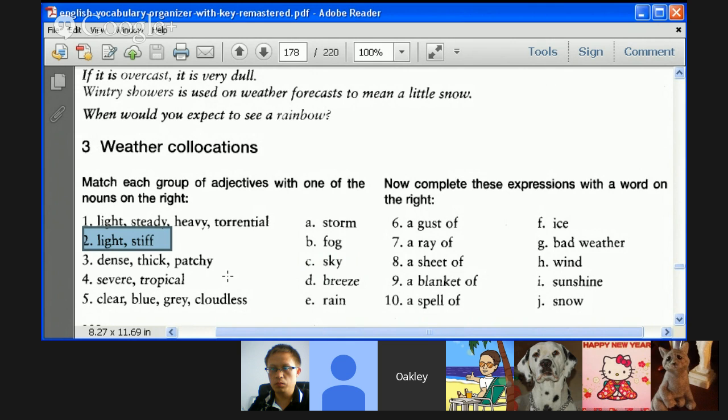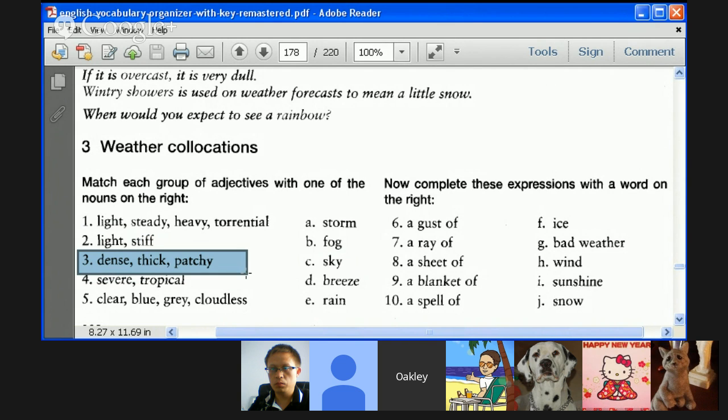Okay, next collocation, Heidi, back to you. Light or stiff? Breeze. Breeze, very good. It's an interesting one, a stiff breeze. Again, thinking about the ocean, there's often a stiff breeze at the ocean. Or if you go mountain climbing, at the top of a mountain, there may be a stiff breeze. Okay, that's simple enough.